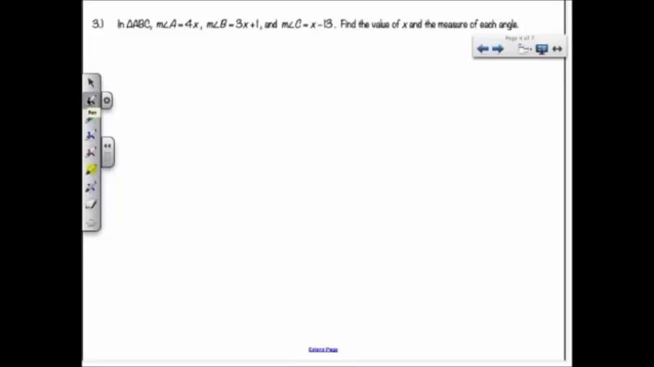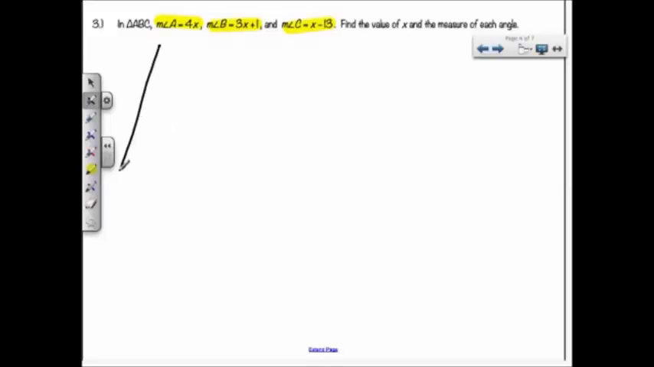Number 3 gives us the information about what we know about triangle ABC. We know that the measure of angle A is 4x, the measure of angle B is 3x plus 1, and that the measure of angle C is x minus 13. And then it asks us to find x and to find the measure of each angle. So what I'm going to do is draw a picture of it just like I did before, and show what it looks like.